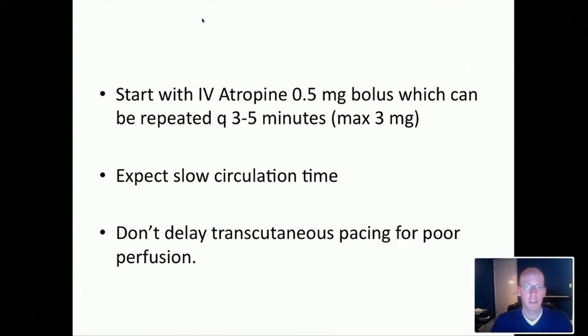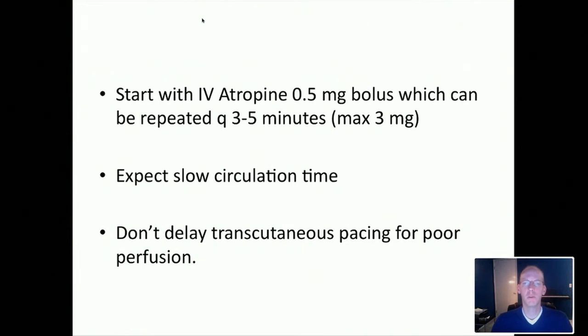You should expect a slow circulation time. A very slow heart rate is going to take a while to circulate this drug, so you may not want to stack doses, but you do need to escalate the dose if you're not seeing an effect. And it's important that if your first-line agent, atropine, fails, or the patient is very symptomatic, then you may need to proceed straight to transcutaneous pacing as you administer the drug.